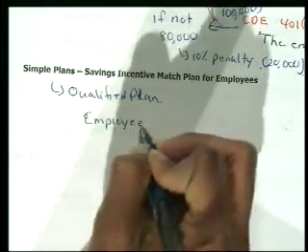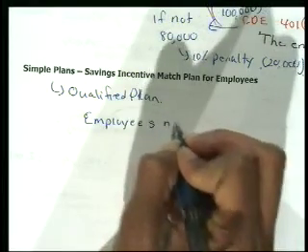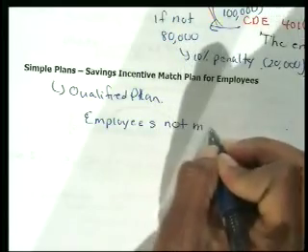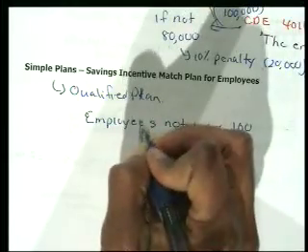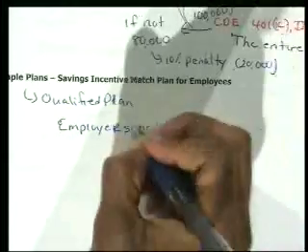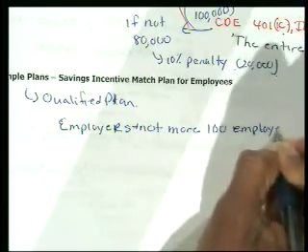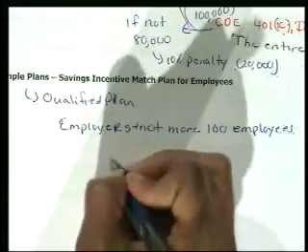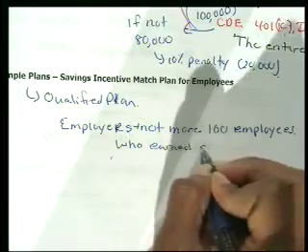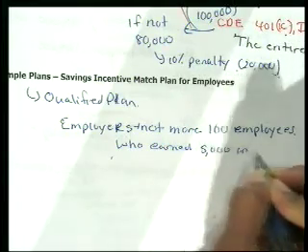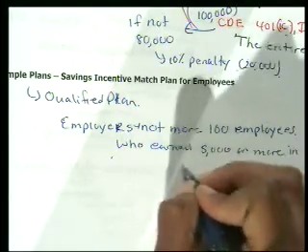Basically, we're looking at employers who don't have more than 100 employees. That's the way I want to state it. And of those employees, those who earned $5,000 or more in the preceding tax year.